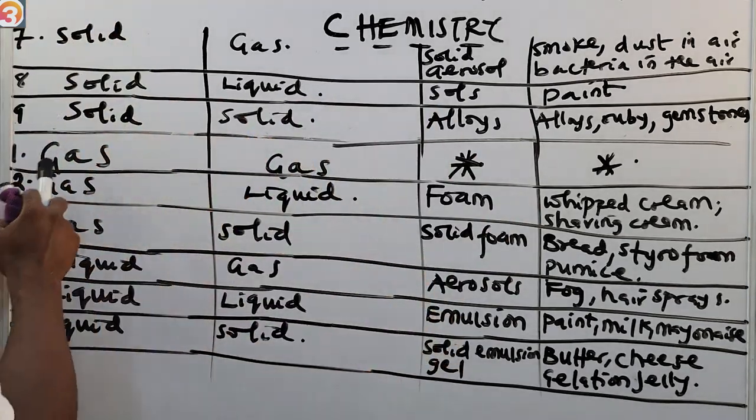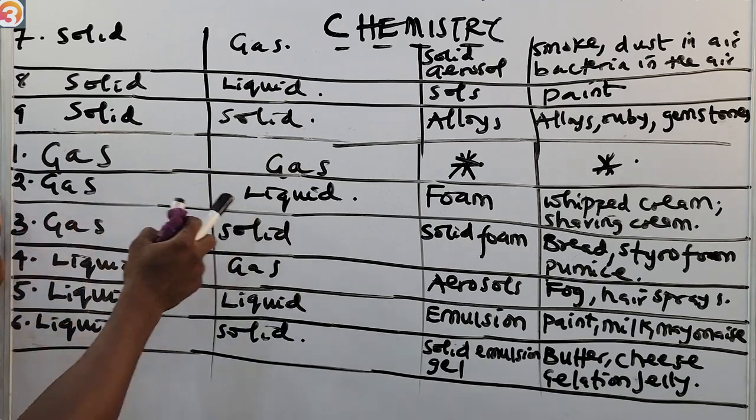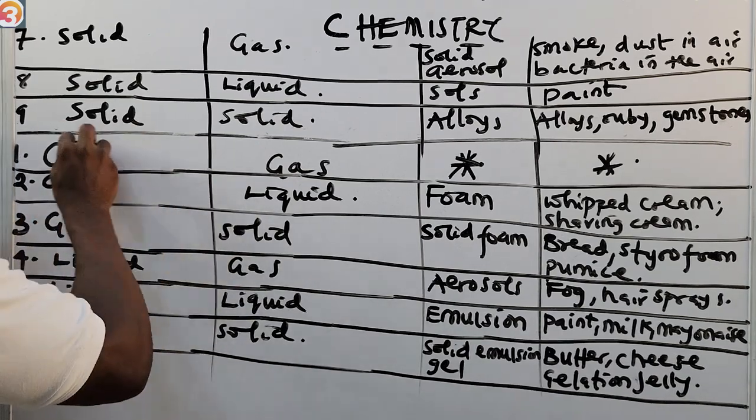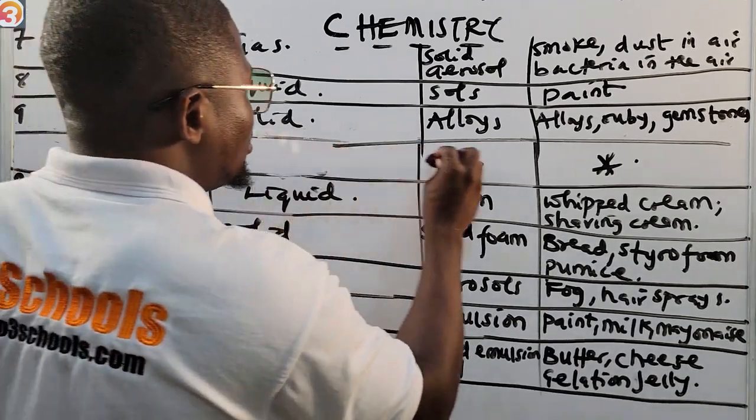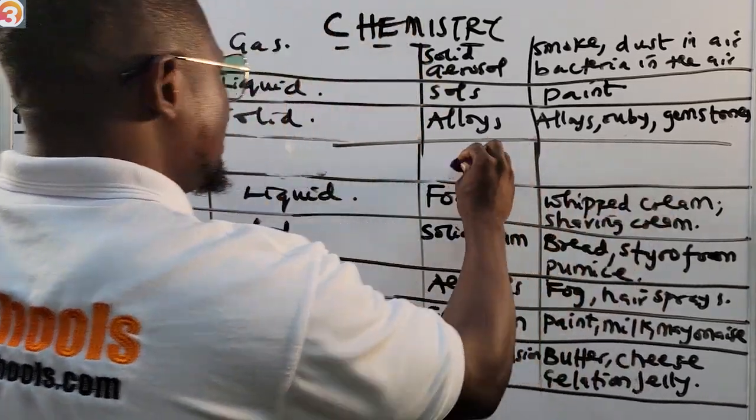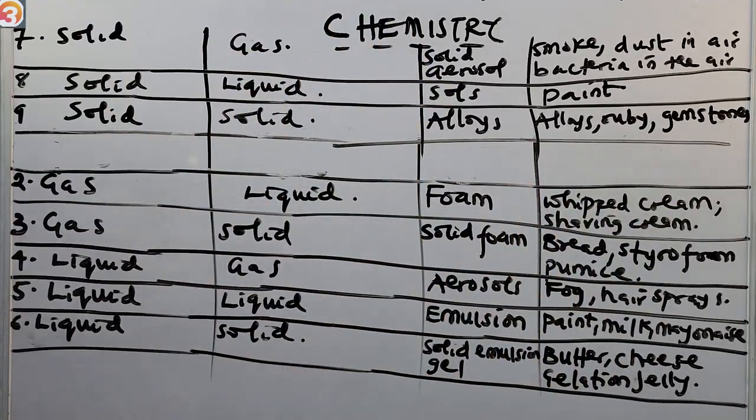We don't have gas dispersed in gas, so let me just take it off. That's why we say there are 8 colloidal systems: 1, 2, 3, 4, 5, 6, 7, 8. The reason why we do not have gas is because gases are mutually miscible. We have stated that.